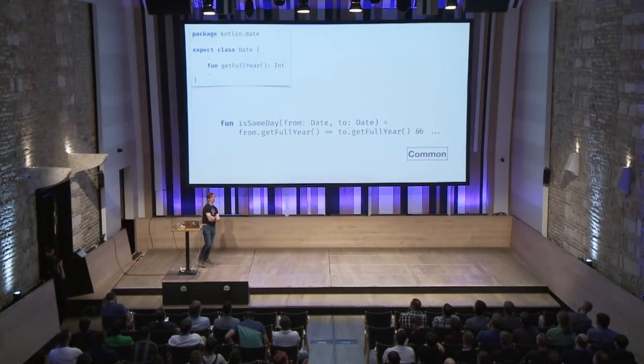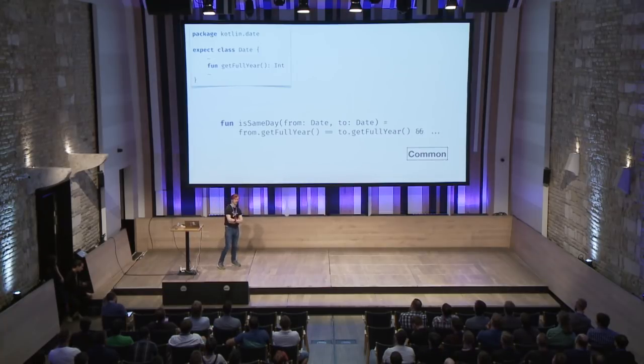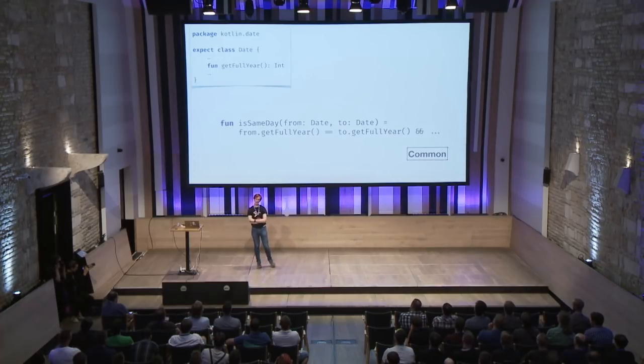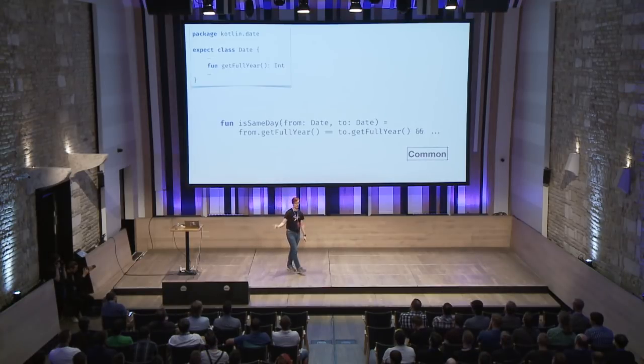And in the common module, of course, you can also write code that calls those platform-specific modules. So, for example, this is the sameDay function that is implemented in the common module, and it calls the platform-specific getFullYear function. So when this function gets compiled to the JVM bytecode, it will generate calls to this kotlin.Date class, which in turn will delegate to the Calendar class. And when it's compiled to JavaScript, because the Date class is external in the case of JavaScript, it will just be literally compiled to this: from.getFullYear equals to.getFullYear methods.